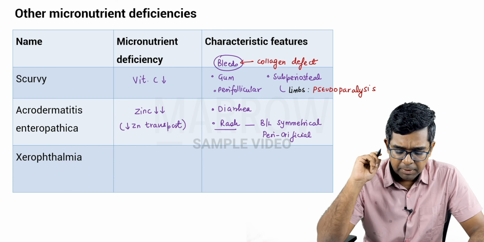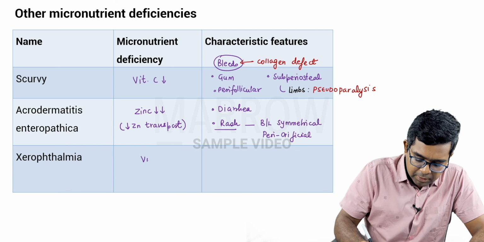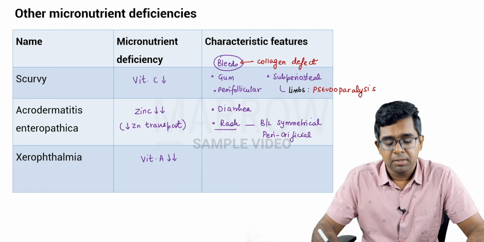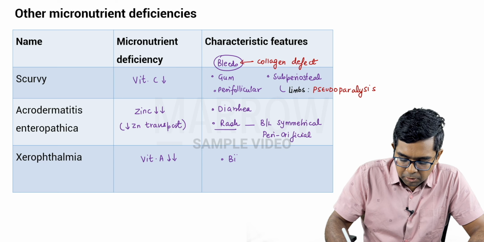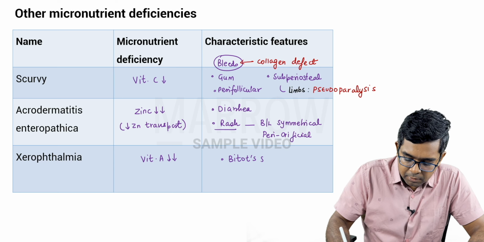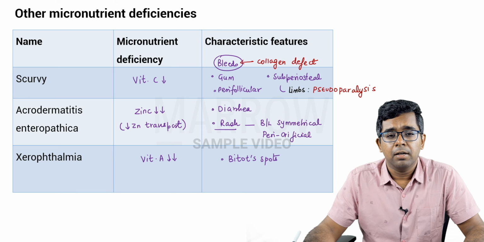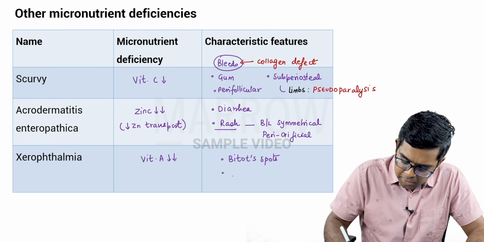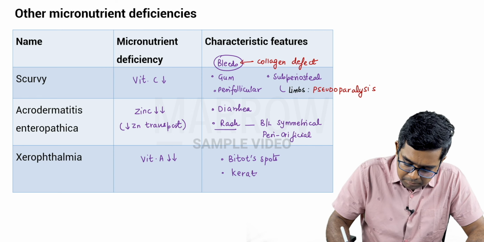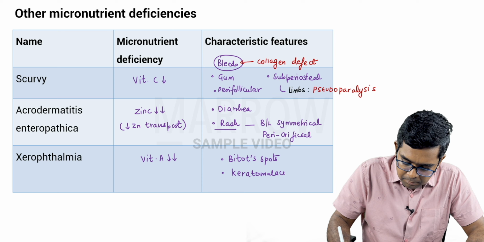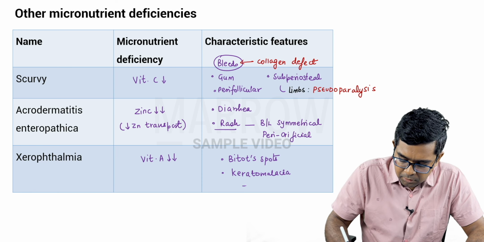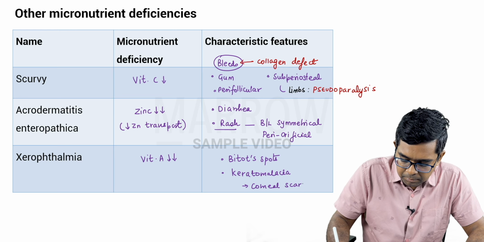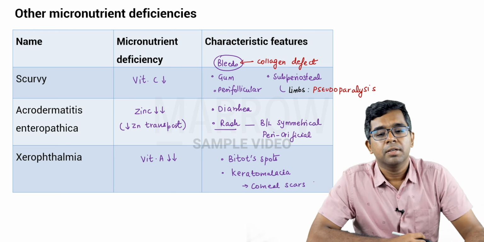And xerophthalmia, I think all of you know about this. It's a vitamin A deficiency. Okay, and the characteristic features would include Bitot's spots, which are the triangular spots in the bulbar conjunctiva. Then we have keratomalacia, thinning of the cornea. It can also result in corneal scars. These are the characteristic features of xerophthalmia.